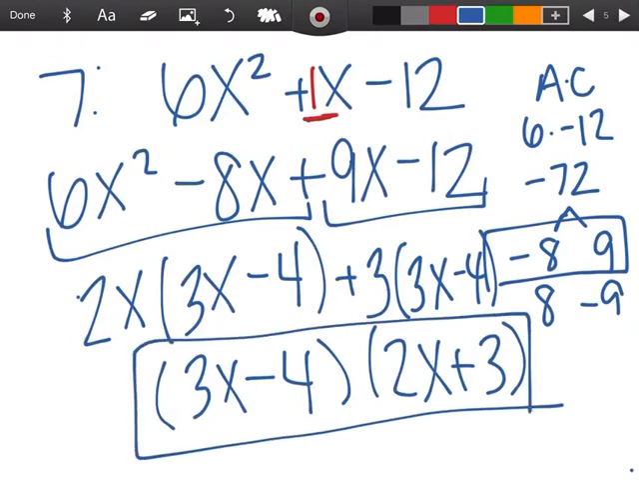So in the next video, I will talk about a factoring strategy that's called the difference of two squares.